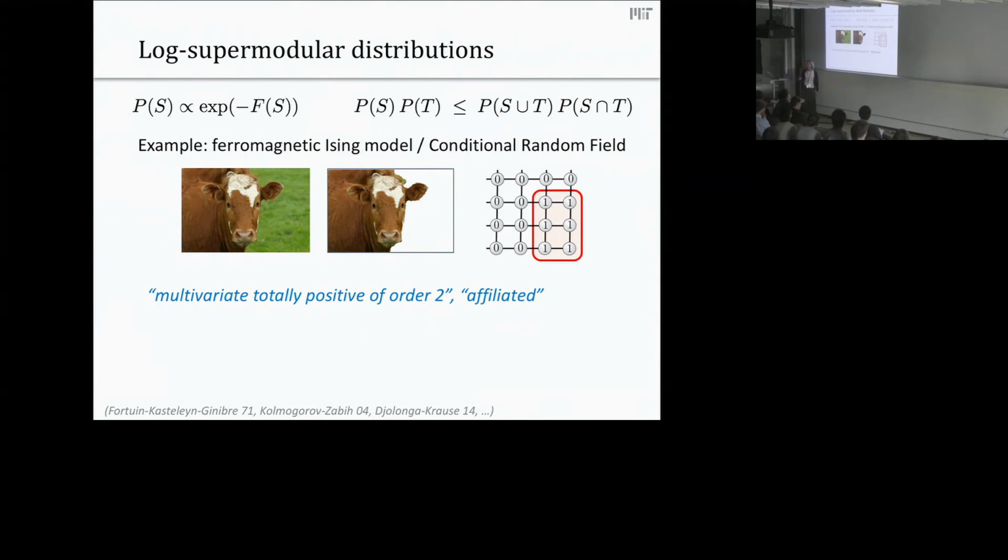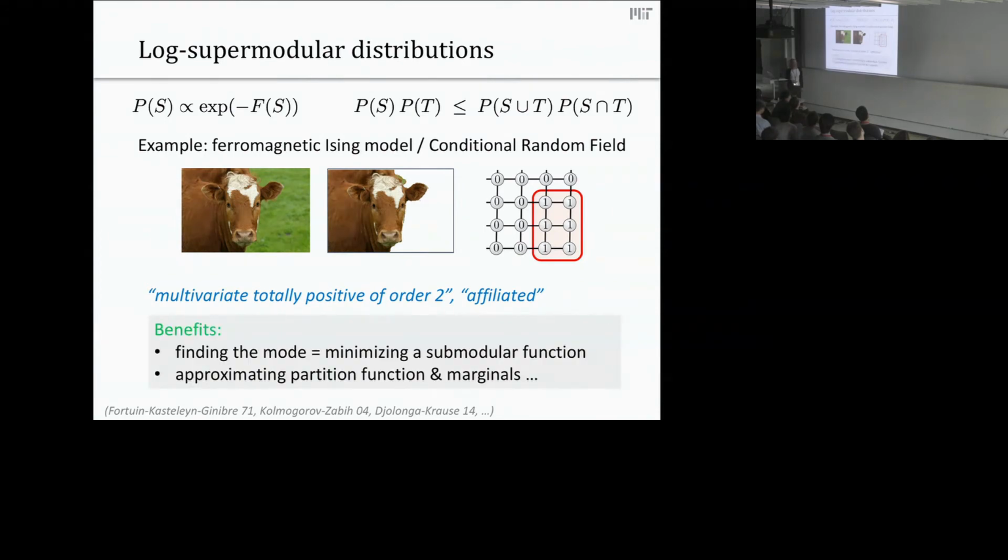Distributions that have this positive correlation and log-supermodularity are also called, in statistics, multivariate totally positive distributions, or MTP2, or positively associated or affiliated, and so on. So you may see these words somewhere. That is essentially what it is.